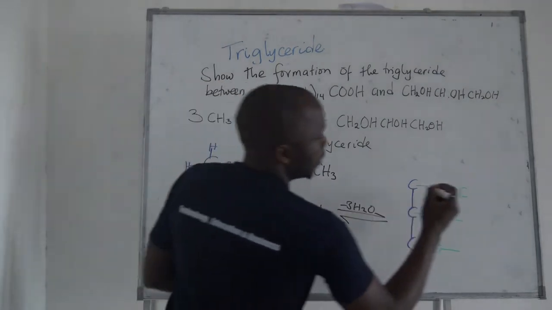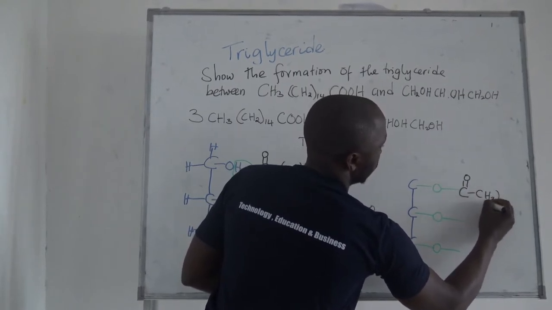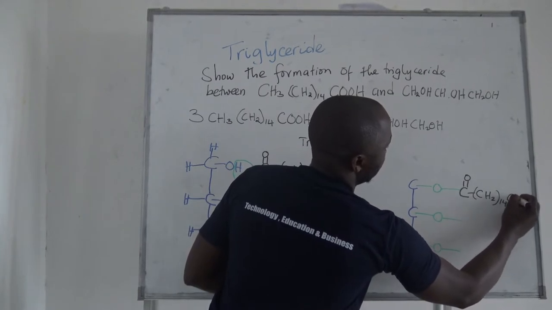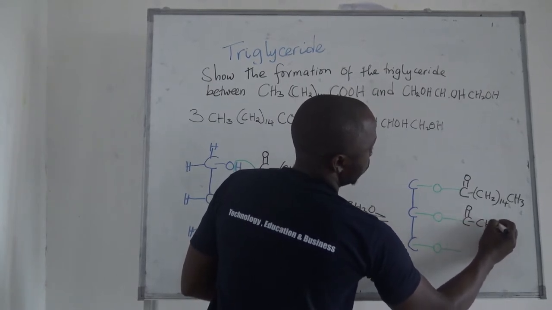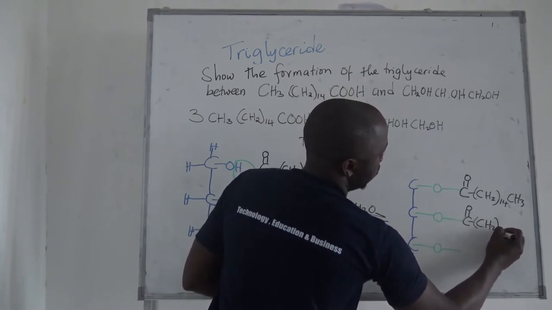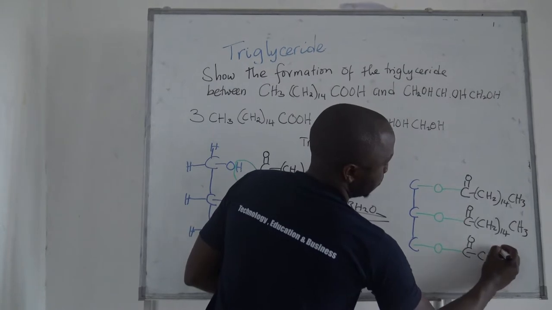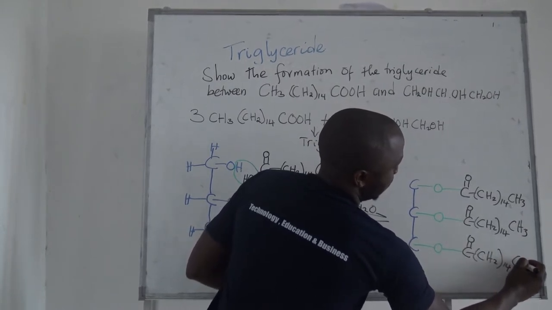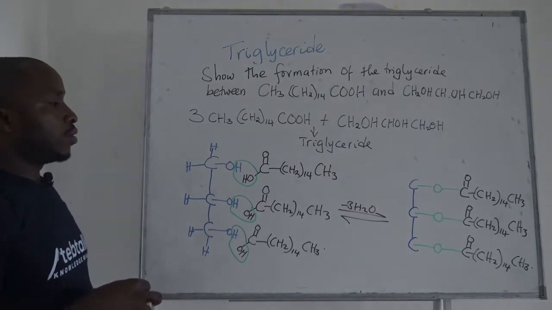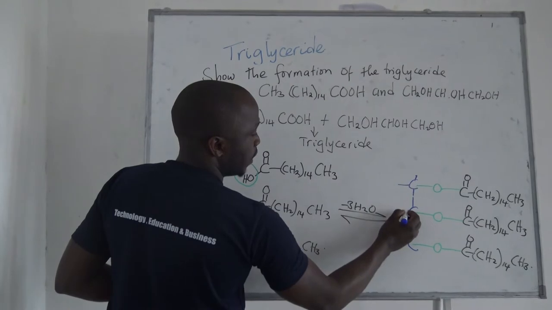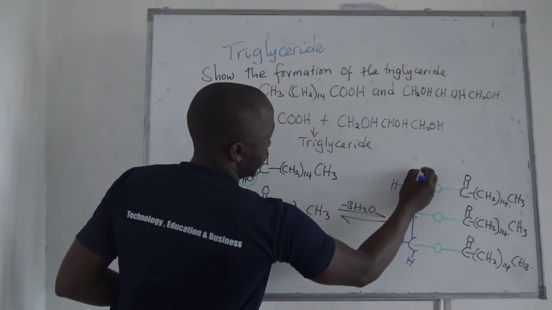Then the carbon has its oxygen. I call this CH2 in brackets 14, then CH3, also this C double bond CH2 in brackets 14 CH3, also C double bond 14 CH3. So we shall have formed our triglyceride with, of course, the hydrogen ions there.